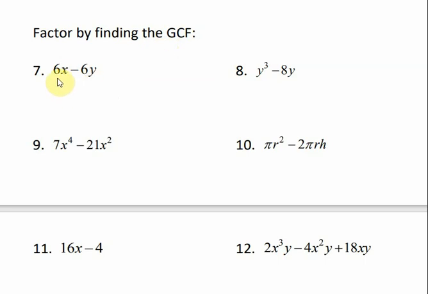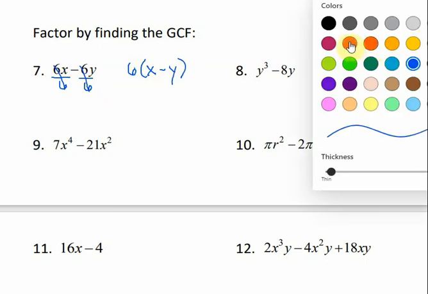If we look at these two terms, 6x and 6y, what do they have in common? They both have a 6 in common. Now, we write what we factored out, and then we divide both of these terms by whatever we factored out, and we write what we have left, x minus y.